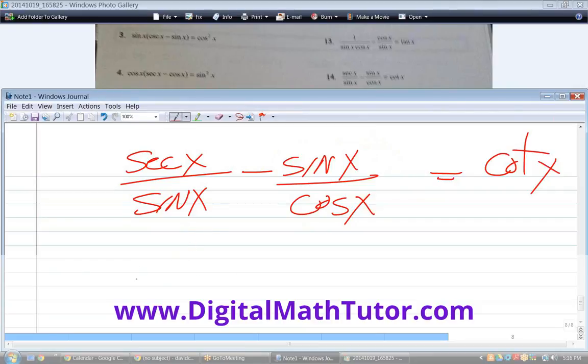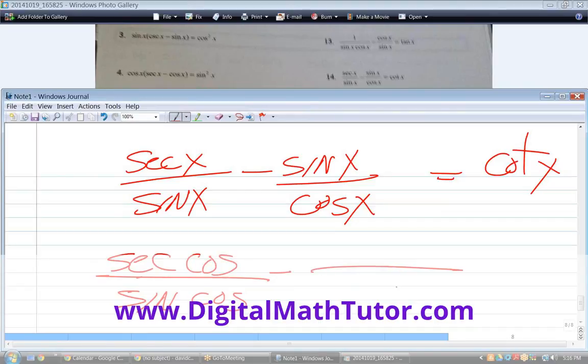All right, let's find a common denominator. Let's start right there. What's our common denominator? Sine, cosine. What's the left? Secant, cosine. What's the right? Sine, cosine, then sine squared x.